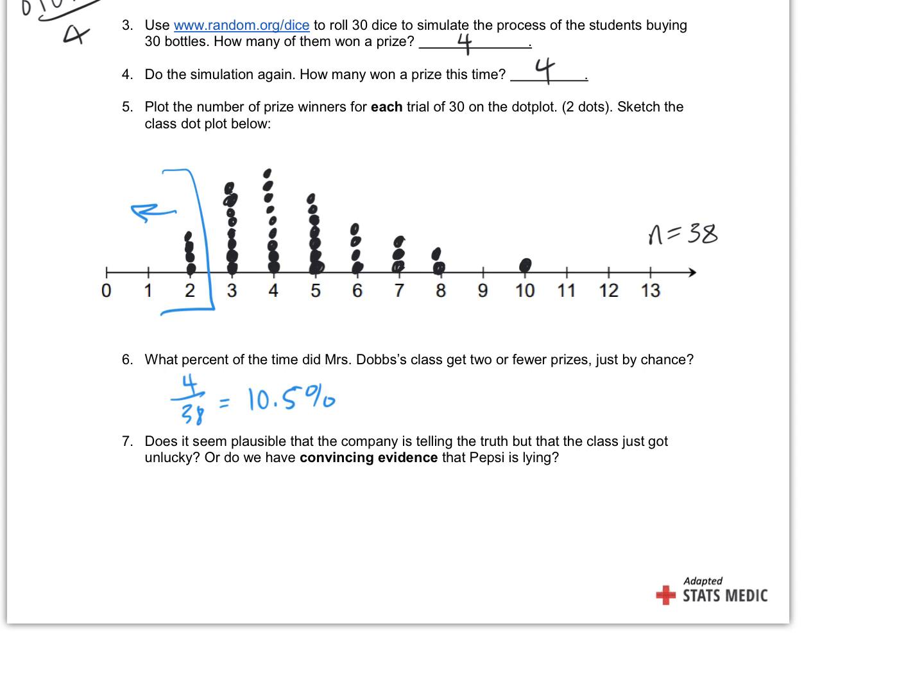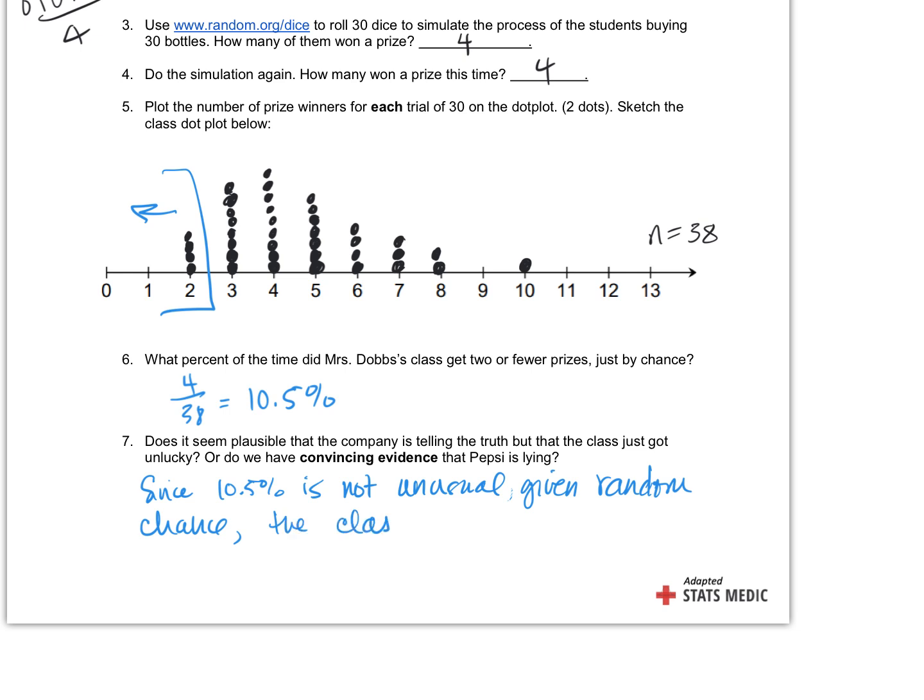Okay, so does it seem plausible the company's telling the truth, just got unlucky? Or do we have convincing evidence that Pepsi's lying? Okay, so here's the criteria. Since a 10.5% chance is not considered unusual, I should say unusual given random chance, the class just got unlucky. Class just got unlucky. That's all it says.